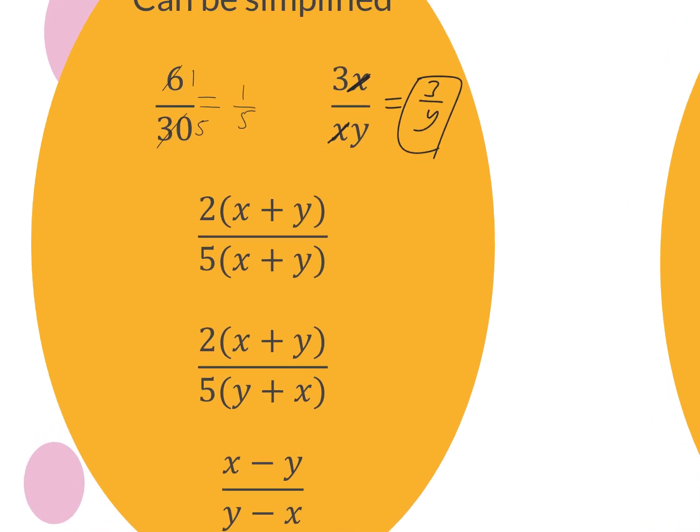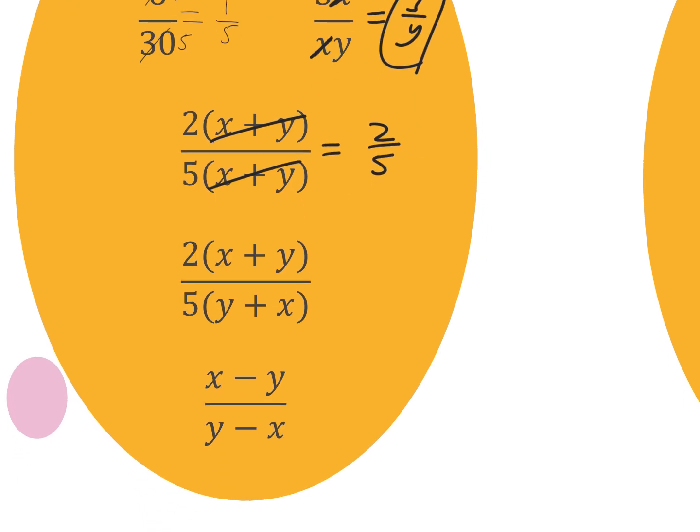Something like this can also be simplified, right? 2 times x plus y over 5 times x plus y. The x plus y and the x plus y are exactly the same on the top and the bottom, so they can be simplified. All right, same exact thing with the one underneath, right? We can switch the order of x and y, but it's still the exact same expression, right? y plus x is the same as x plus y. And that's something that can still be canceled out on the top and on the bottom. And you're left with 2 over 5.